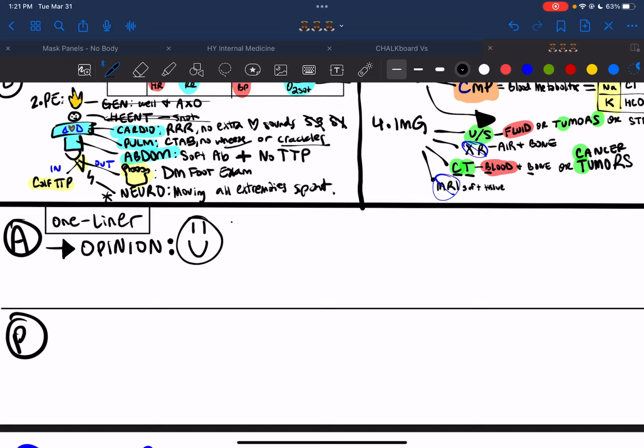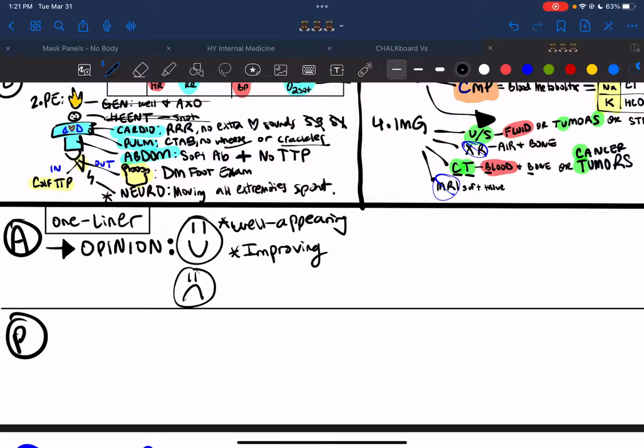Smiley means my overall impression is they're well appearing. They don't look like they're about to die or anything. They look like a normal person in a normal state. And the other part is their conditions, whatever conditions we were talking about, are improved since yesterday or since the last visit or whatever.